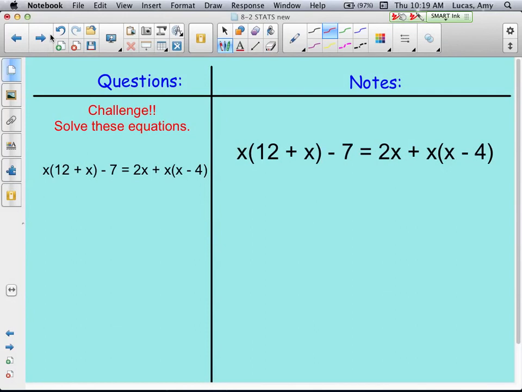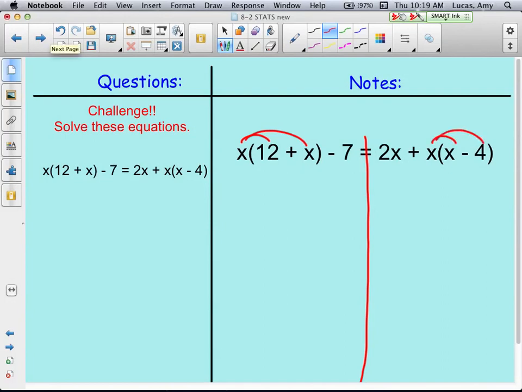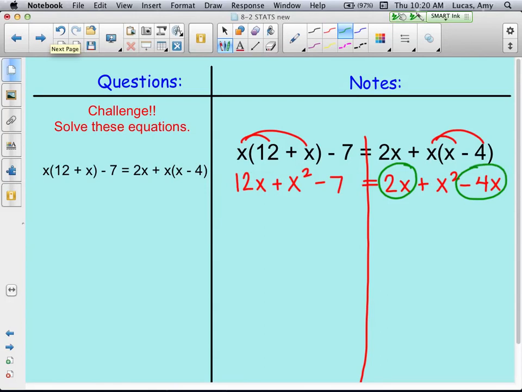One more of these. This time I'm distributing once on each side. So x times 12 is 12x, and x times x is x squared. On the other side, x times x is x squared again, and x times negative 4 is negative 4x. Now, this problem, I do see one set of like terms that are on the same side, right here. So I'm going to take care of that first. So, leaving this side alone, 2x minus 4x will be negative 2x.